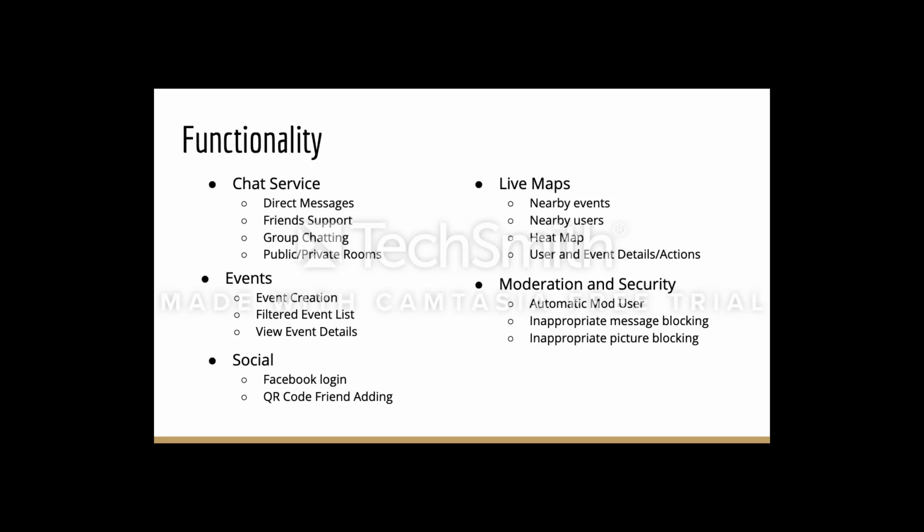So the next thing we'll be talking about is the main functionality of our app. So we have 5 main types of functionality, which is the chat service, events, social, live maps, and moderation and security. And you can see all the details of those 5 major functionalities.